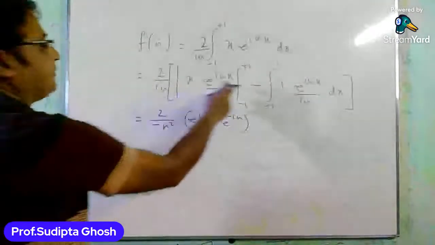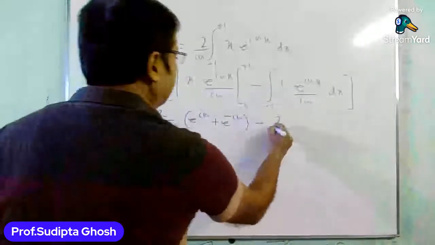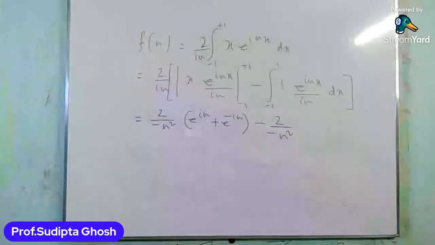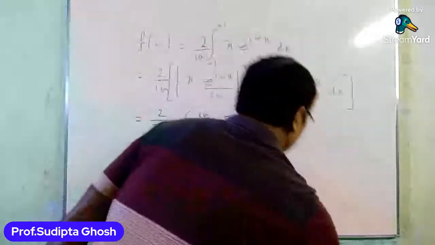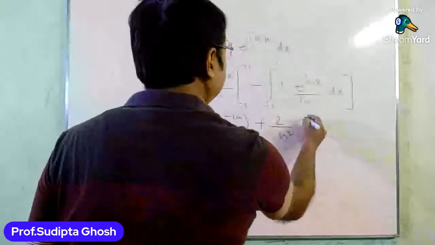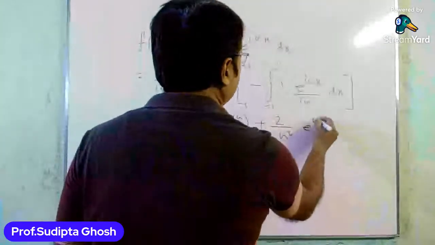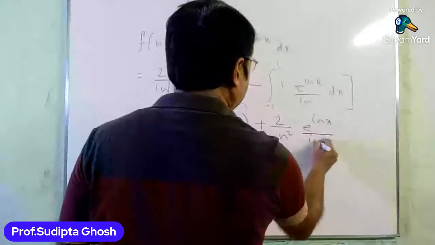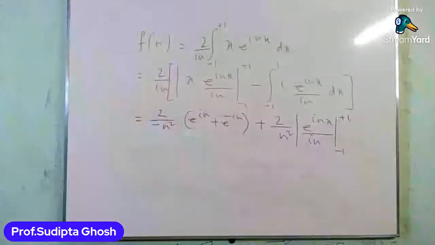Now this term here, it will be minus again 2 by i square n square, that is minus of n square, or we can write it as plus. So it will be plus 2 by n square integral e to the power i n x dx, and this will give me e to the power i n x by i n, where the limit is again minus 1 to plus 1. Is it okay?